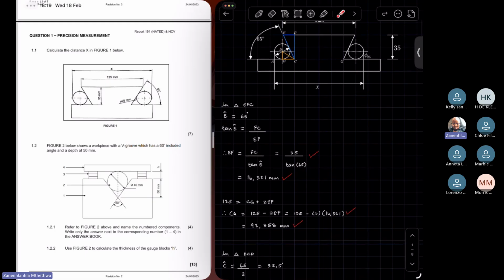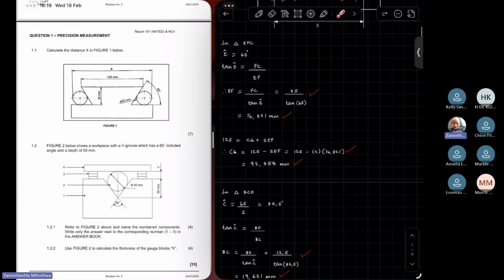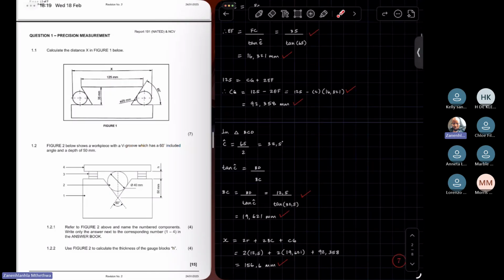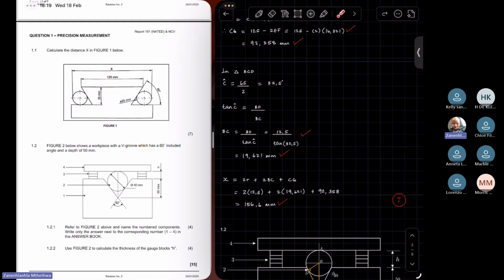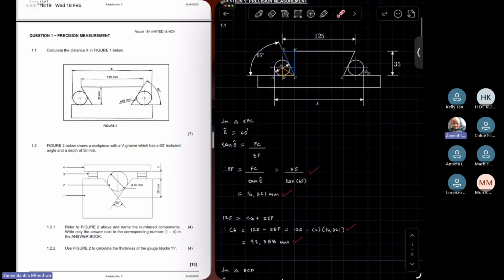Now, you must be careful with precision measurements. If you mess up one measurement, it's pretty much over. It's one module that is quite easy, but it can be quite unforgiving. If you use the wrong angle, it's pretty much over.